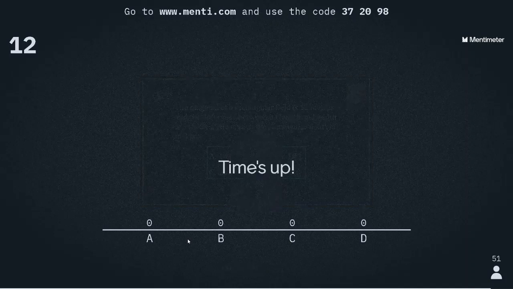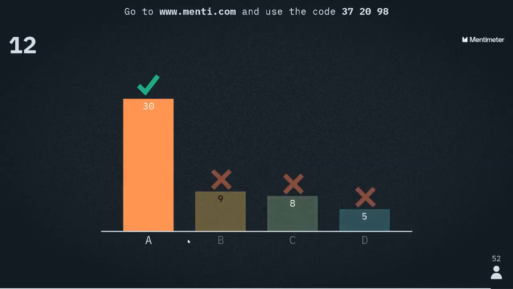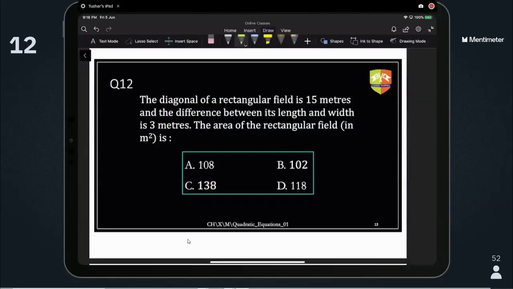Okay, time's up. Cool. Most of you have got it correct. This is a very simple question. A rectangle, diagonal given as 15 meters. Let's say the difference between length and width is 3. So if the width is x, the length is x plus 3, and you have to find x square. So x square plus x plus 3 whole square is equal to 15 square.